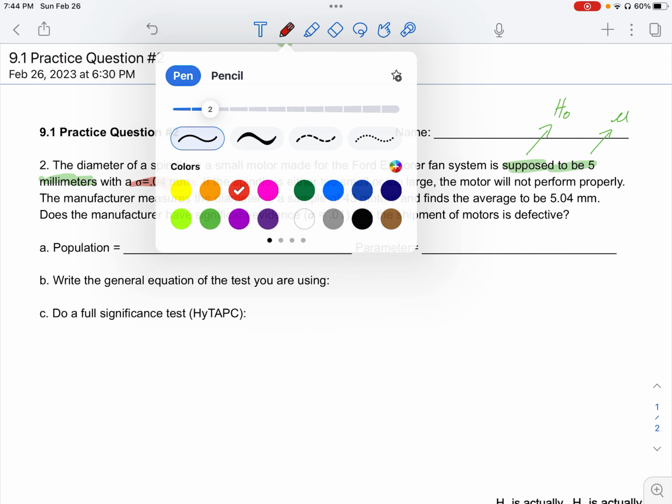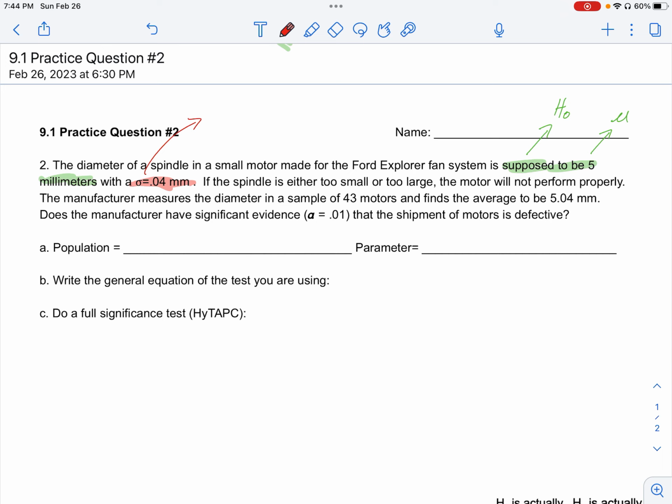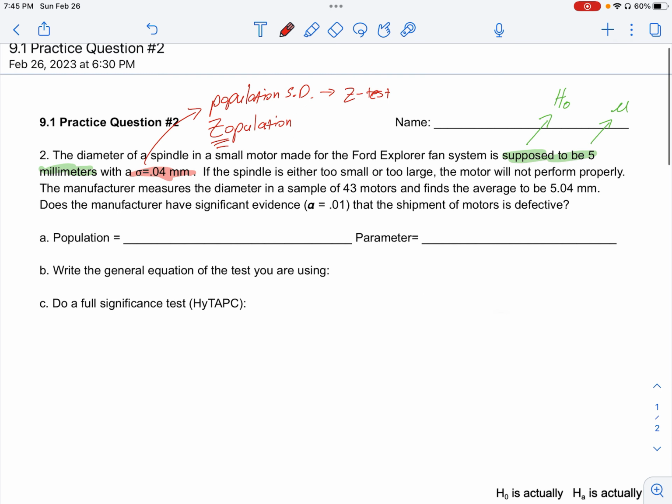There's a lot to take away from this. Sigma is the population standard deviation, population SD. Because of that, this will be a z-test whenever you have the population standard deviation. I'll tell kids this little memory trick: use the word zopulation to remember that if you have the population standard deviation, it's a z-test. So zopulation, putting those two things together.